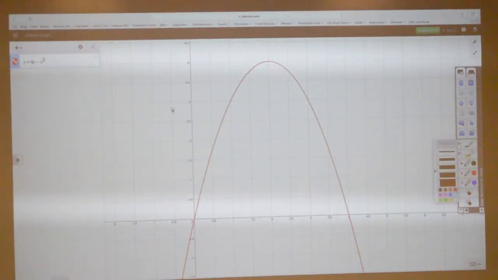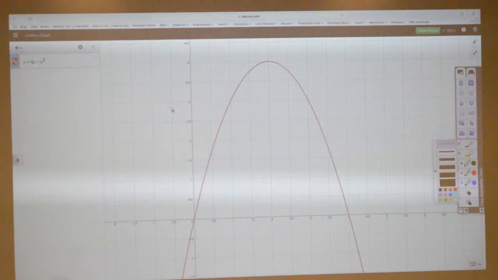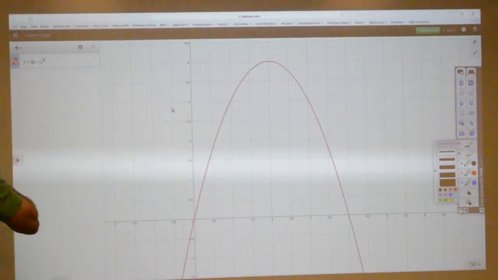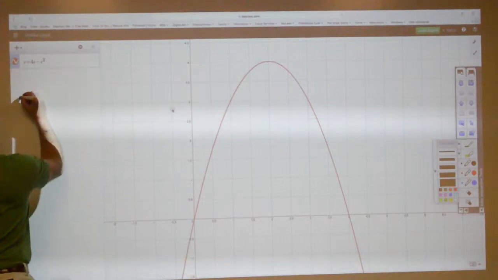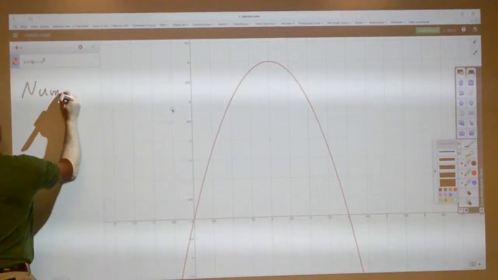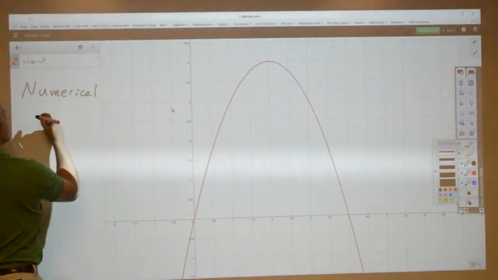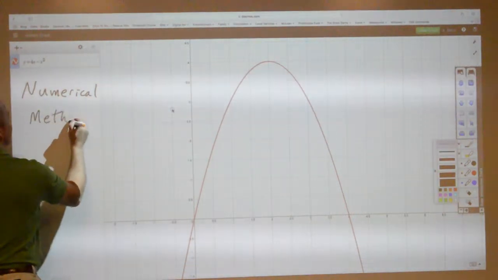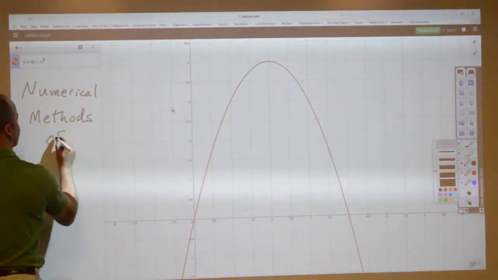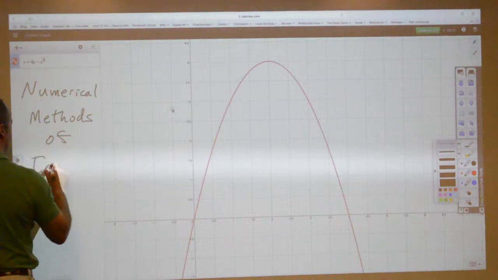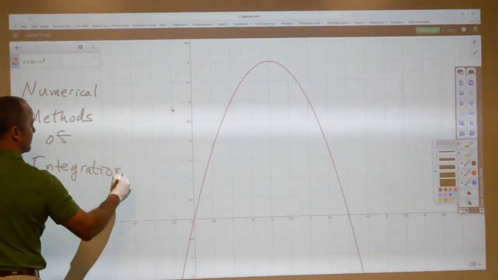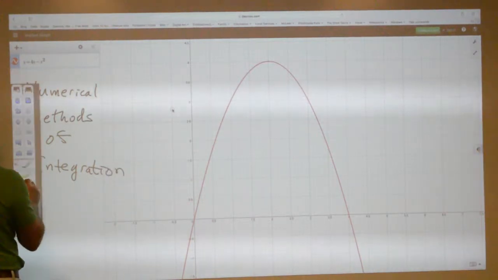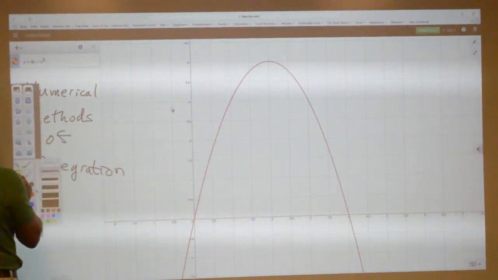Okay, this should work. So starting right about now, what we're going to talk about today, I'm going to start with this parabola. Numerical methods of integration. That's where I wanted that to be.